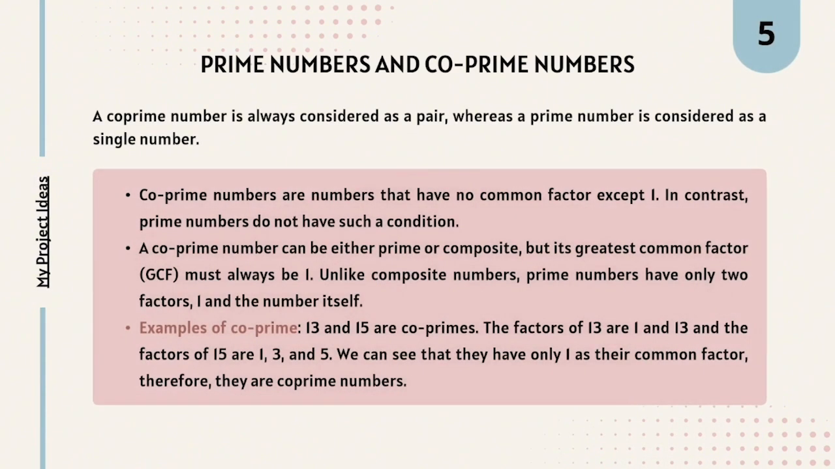Next. Co-prime numbers I have already discussed. Actually, 13 and 15 are co-primes. So, what are the factors of 13? 1 and 13. For 15, we have 1, 3 and 5. So what is common here? 1 and 1. From 13 you get 1, from 15 you get 1. So 1 is their common factor. Therefore, they are co-prime numbers.